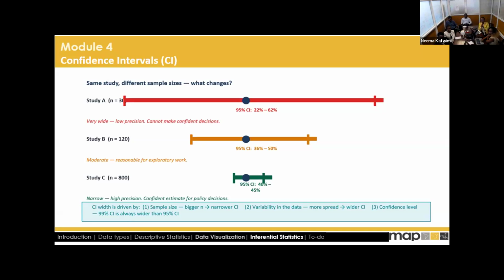And we also have study B. Study B has 120 observations. The confidence interval ranges from 36 to 50. And we have study C, which has 800 observations. You can look at the confidence interval, it's a little bit narrower compared to the rest. A very narrow confidence interval gives you high precision. It's very important to catch that: a confident estimate for policy decisions. So the confidence interval always goes with your sample size, whether your sample size is large or small.